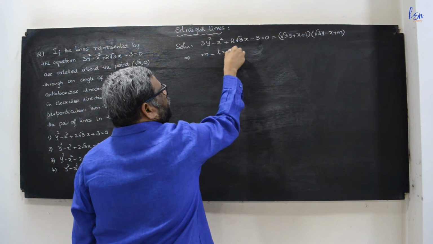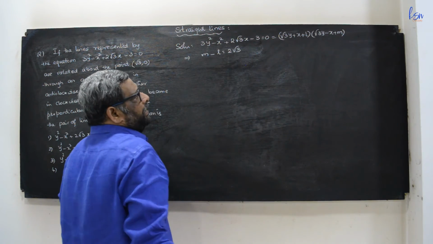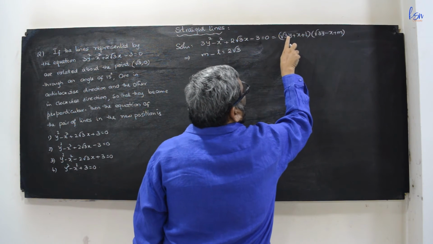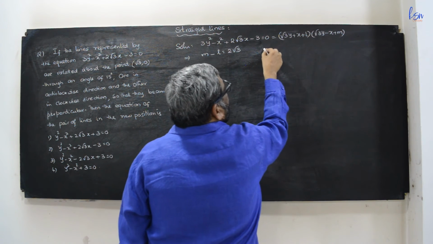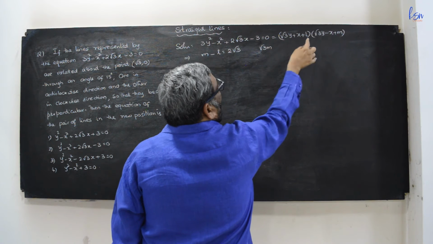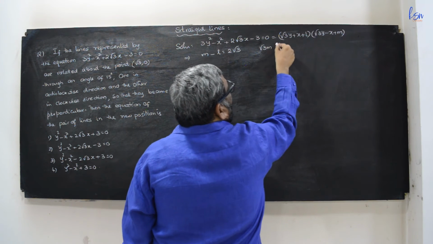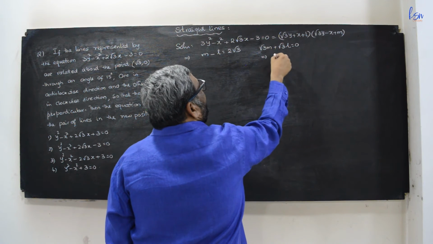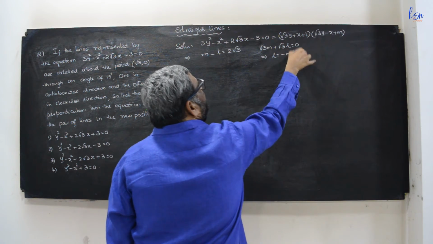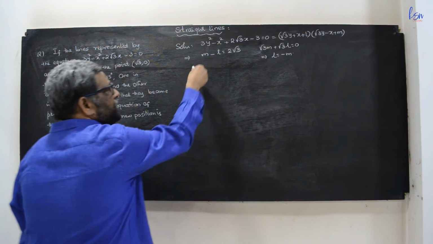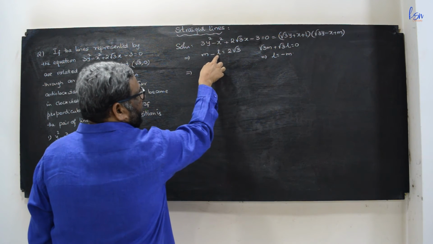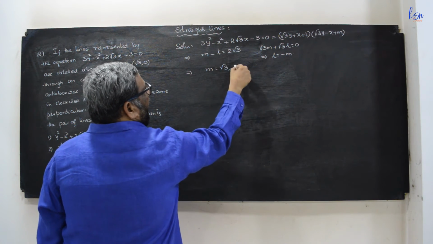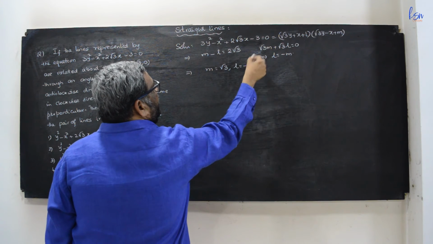M minus L equal to 2 root 3, and take the y coefficients. This is y coefficients: root 3 m, that is root 3 m, and this is root 3 L plus root 3 L is equal to 0, which implies L is equal to minus m. Substituting here, L is equal to minus m, 2m equal to root 3, m equal to root 3, and L is equal to minus root 3.